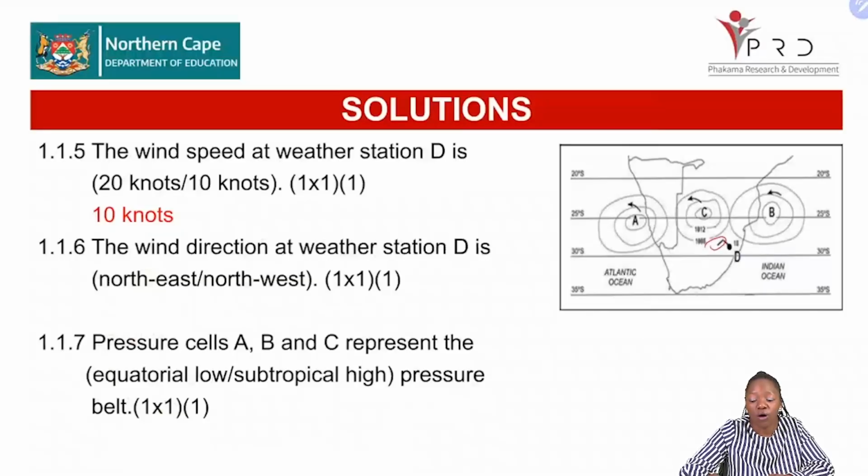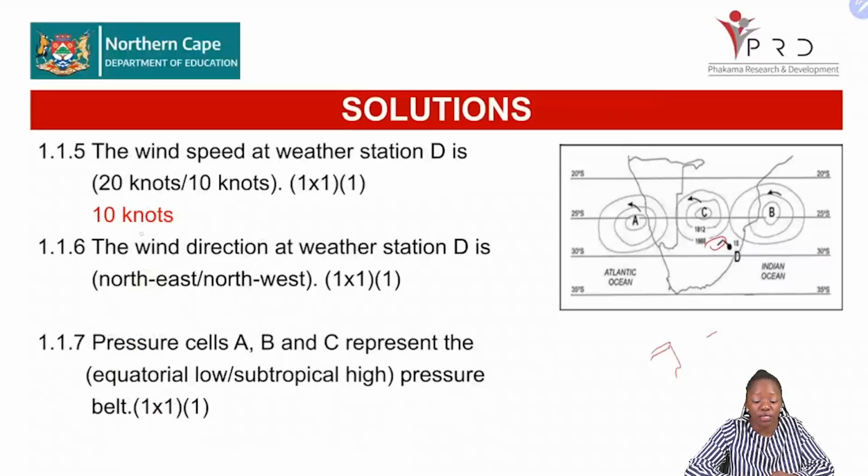So if it's longer, it's 10, and if it's short, it's 15. So therefore, it can never be 20 knots. If it's 20 knots, it's supposed to be 2, so that it can make 20. So therefore, our answer is 10. All this is grade 10 content, you remember.